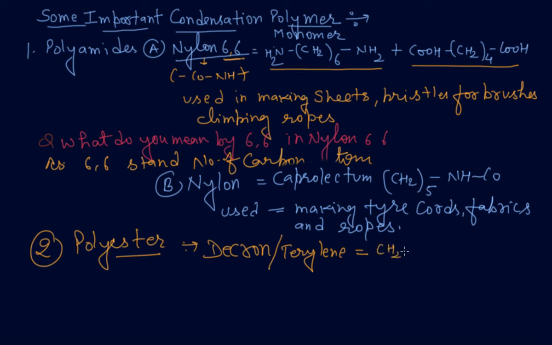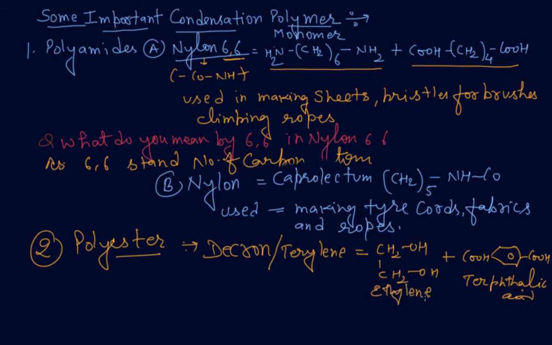Ethylene glycol, CH2OH-CH2OH, and terephthalic acid, with a benzene ring and then COOH groups. This is terephthalic acid, and this is ethylene glycol. Its method of formation I told you earlier in the previous class, so no need to go again.